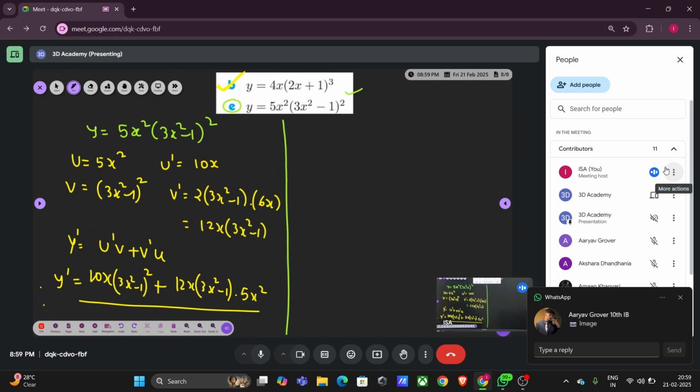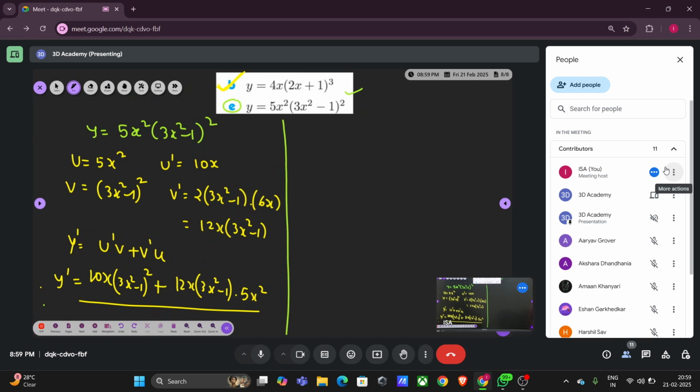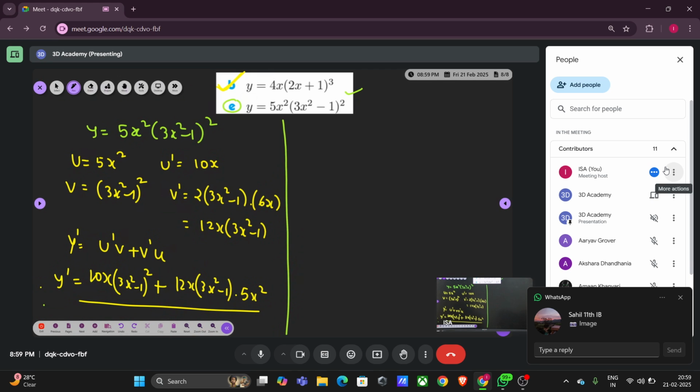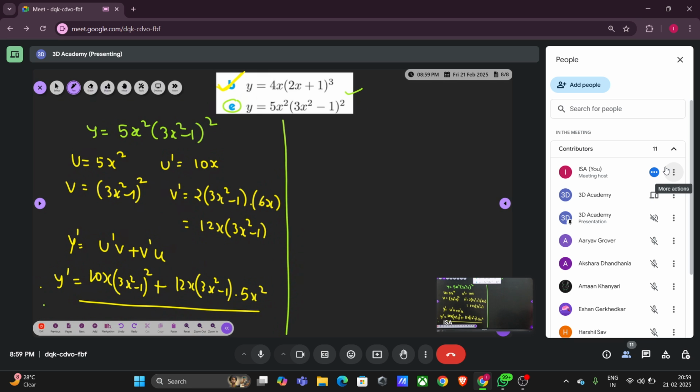Okay, I got two answers. Aarav, you got the differentiation of v wrong. You have not differentiated 2x plus 1 and multiplied. You just did 3x squared. That's it. जो अंदर का x की जगह पे लिखा है उसको डिफरेंशिएट करना पड़ेगा. Okay, Sahil, answer is right.